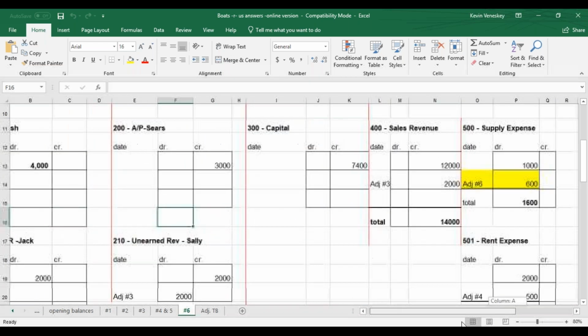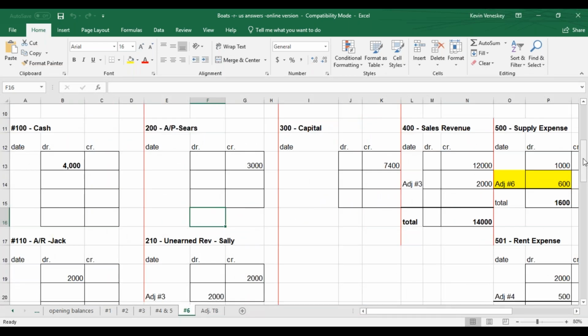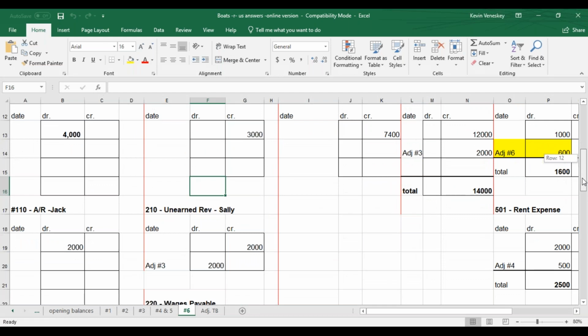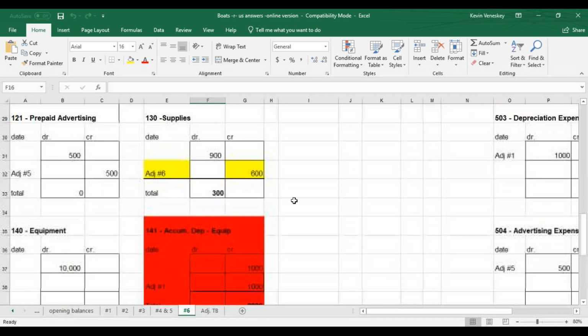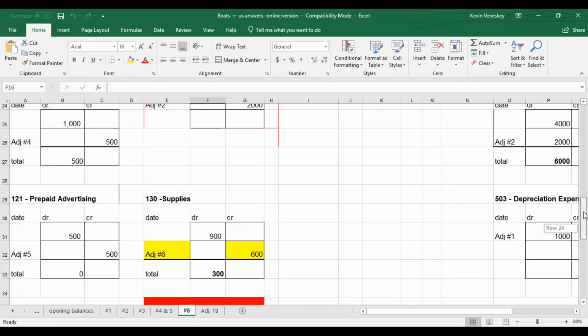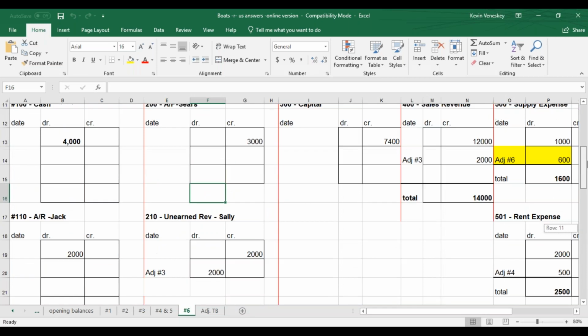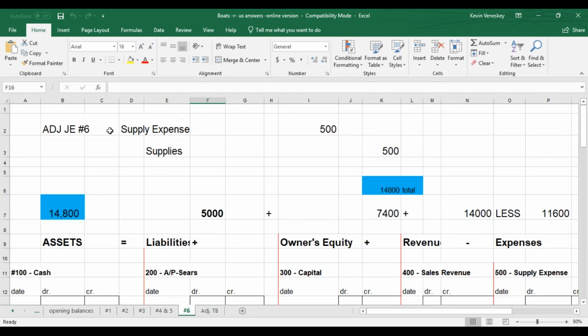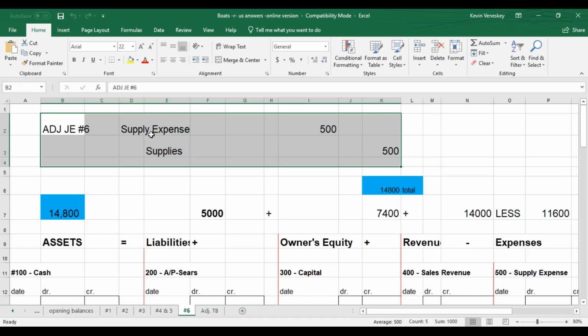I add on $600 to my supply expense, and then where did it come from? It didn't come from cash. I didn't buy any more. It simply came from my supply account. So my supplies are now at $300 remaining at the end of the year. Here's my journal entry to show that I got the benefit of the supplies, my supply expense, and crediting the supplies.